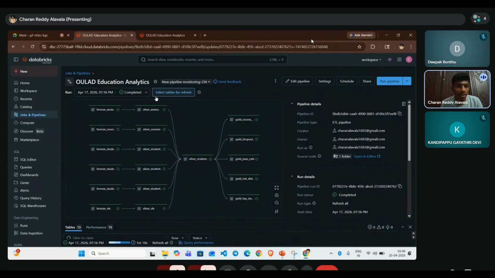This is the education analytics pipeline. These are the bronze tables and these are the silver tables. This is the silver enriched table, which is used to create the KPIs, and these are the gold tables. Each table is a KPI, and we can see the final outputs in the KPI tables. These are also known as trends, in which we can observe dropout percentage, pass percentage, and risk distribution.